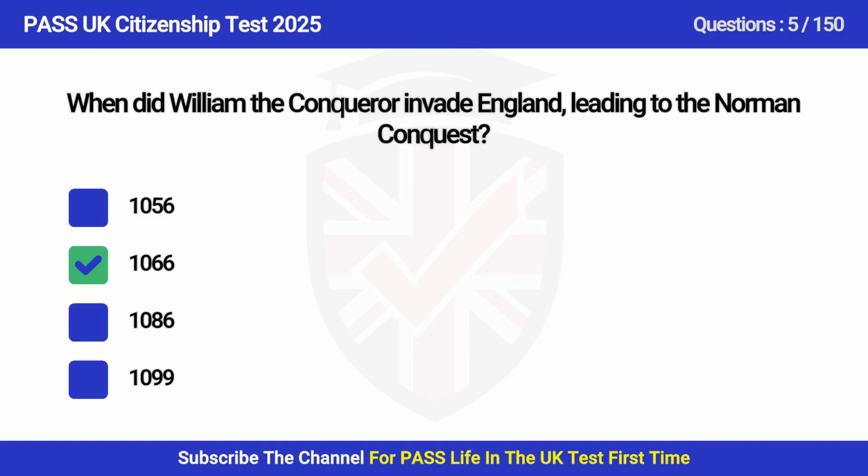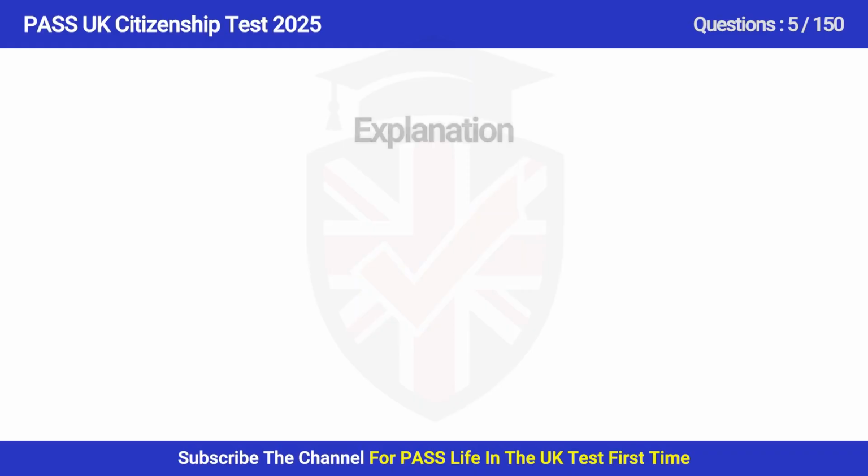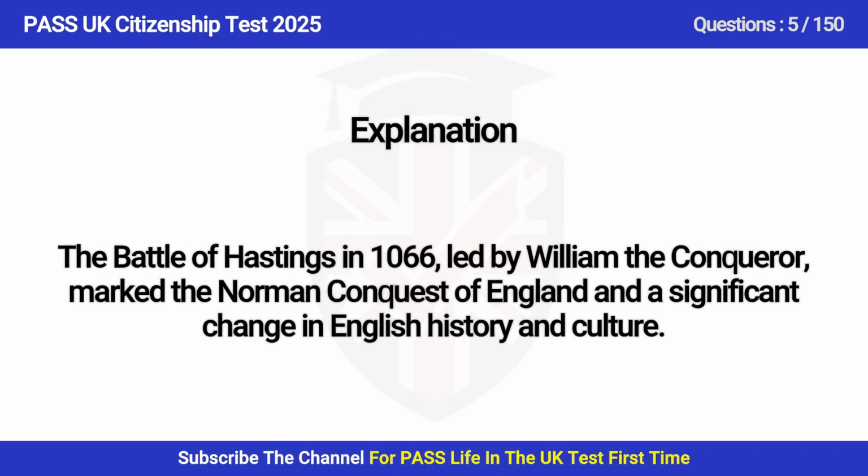Answer is B. 1066. The Battle of Hastings in 1066, led by William the Conqueror, marked the Norman conquest of England and a significant change in English history and culture.